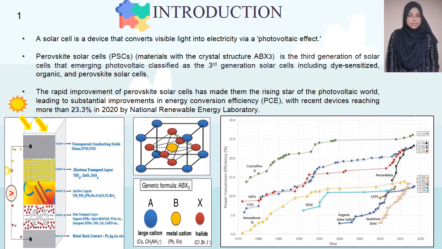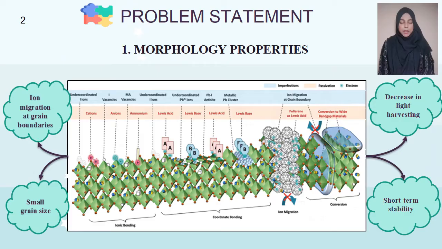This remarkable progress makes perovskite solar cells the best potential candidate for the new generation of solar cells in the future. While these advantages make perovskite solar cells the rising star among all solar cells, sadly, they do have many pitfalls in meeting high performance and high stability.